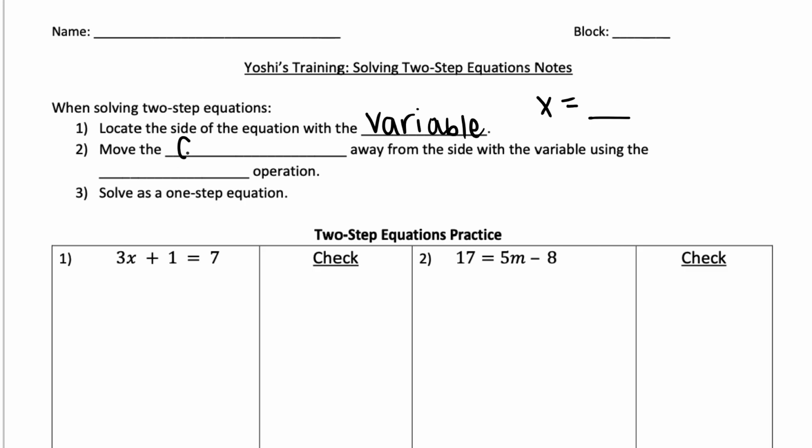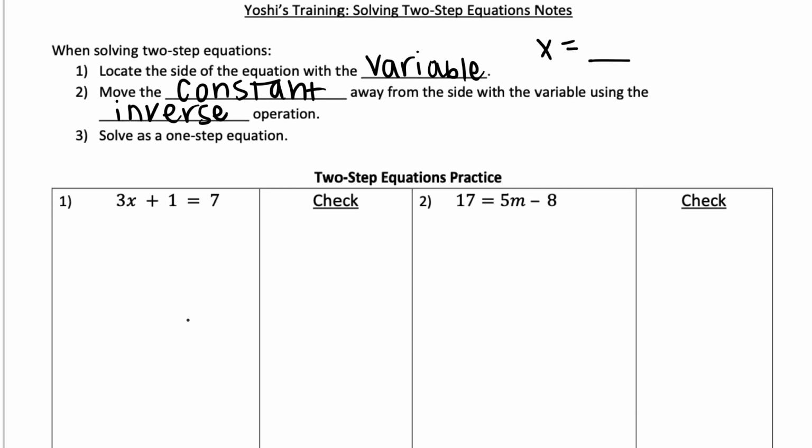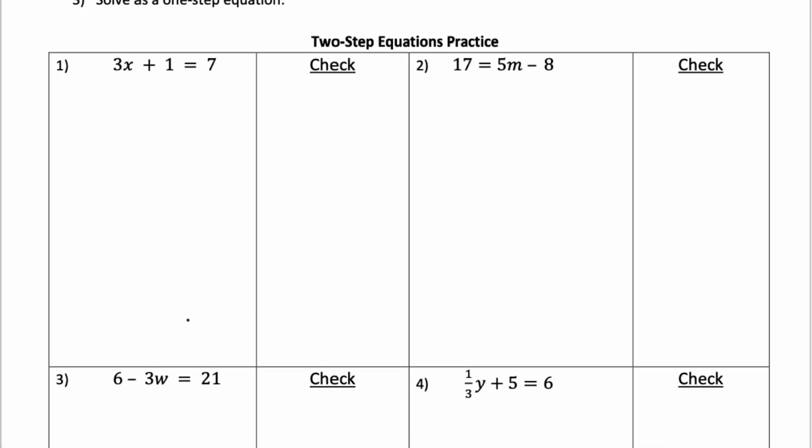We're going to start by moving the constant away from the side with the variable, and we do that by using its inverse operation. And then we're just going to solve as a one-step equation from that point, because we will then have done one of the steps and we'll be left with a one-step equation to finish.